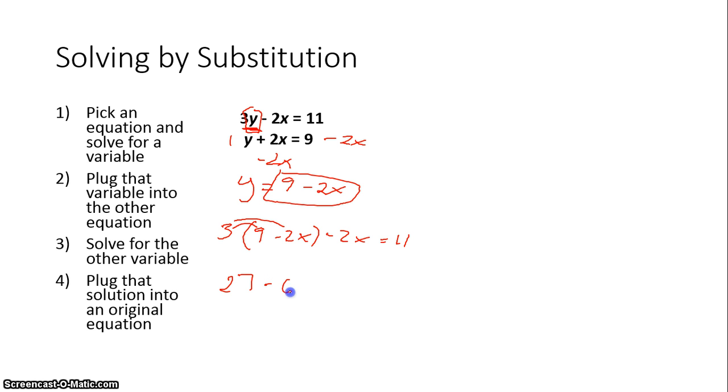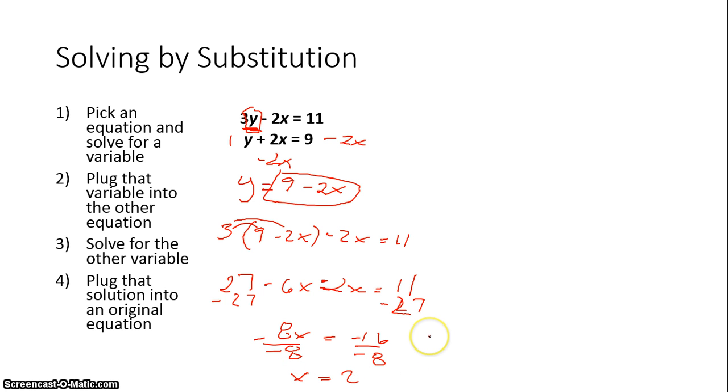I distribute my 3 to both terms: 27 minus 6x minus 2x equals 11. Now I combine my like terms. I subtract 27 from both sides, and add these two like terms. That gives me negative 8x equals negative 16. Divide both sides by negative 8, and I get x equals 2.